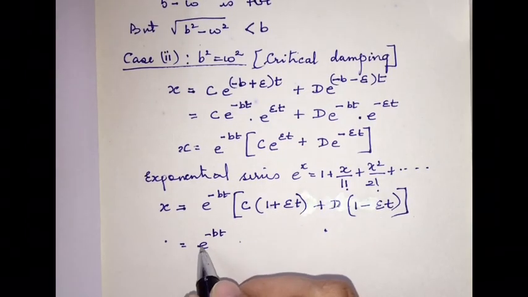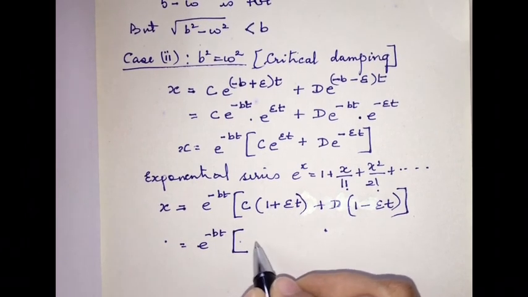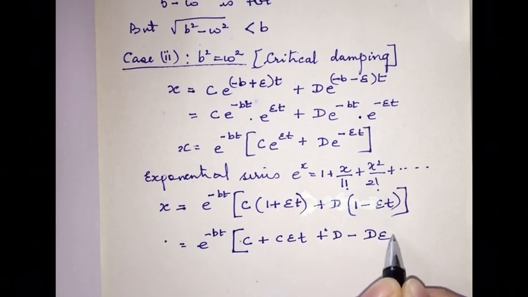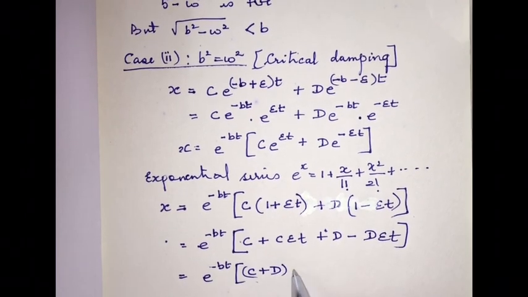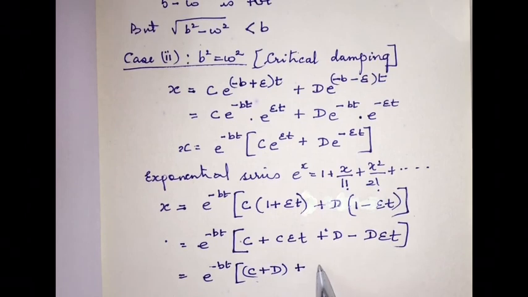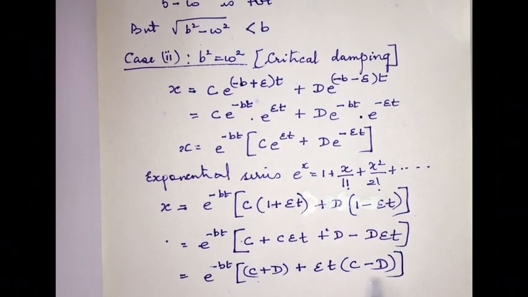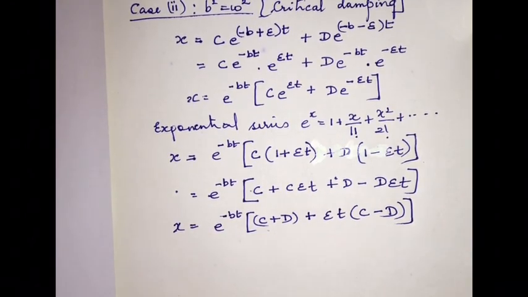Further, on simplification, we can write e power minus bt into, if I expand this, c plus c epsilon t plus d minus d epsilon t, or I can write this as e power minus bt into c plus d plus epsilon t, which is common, into c minus d. This is a product of two terms. One is e power minus bt and the second term is this.